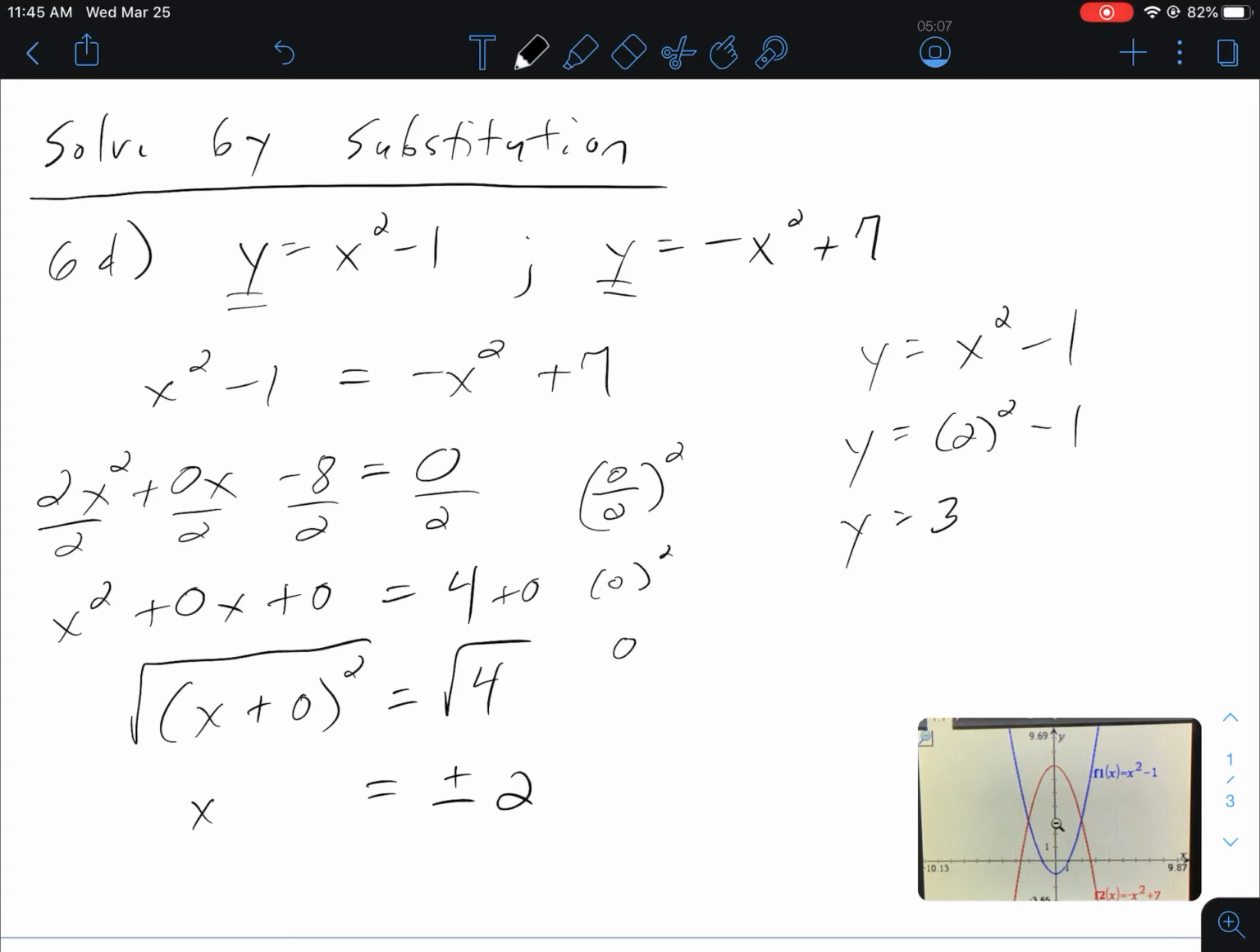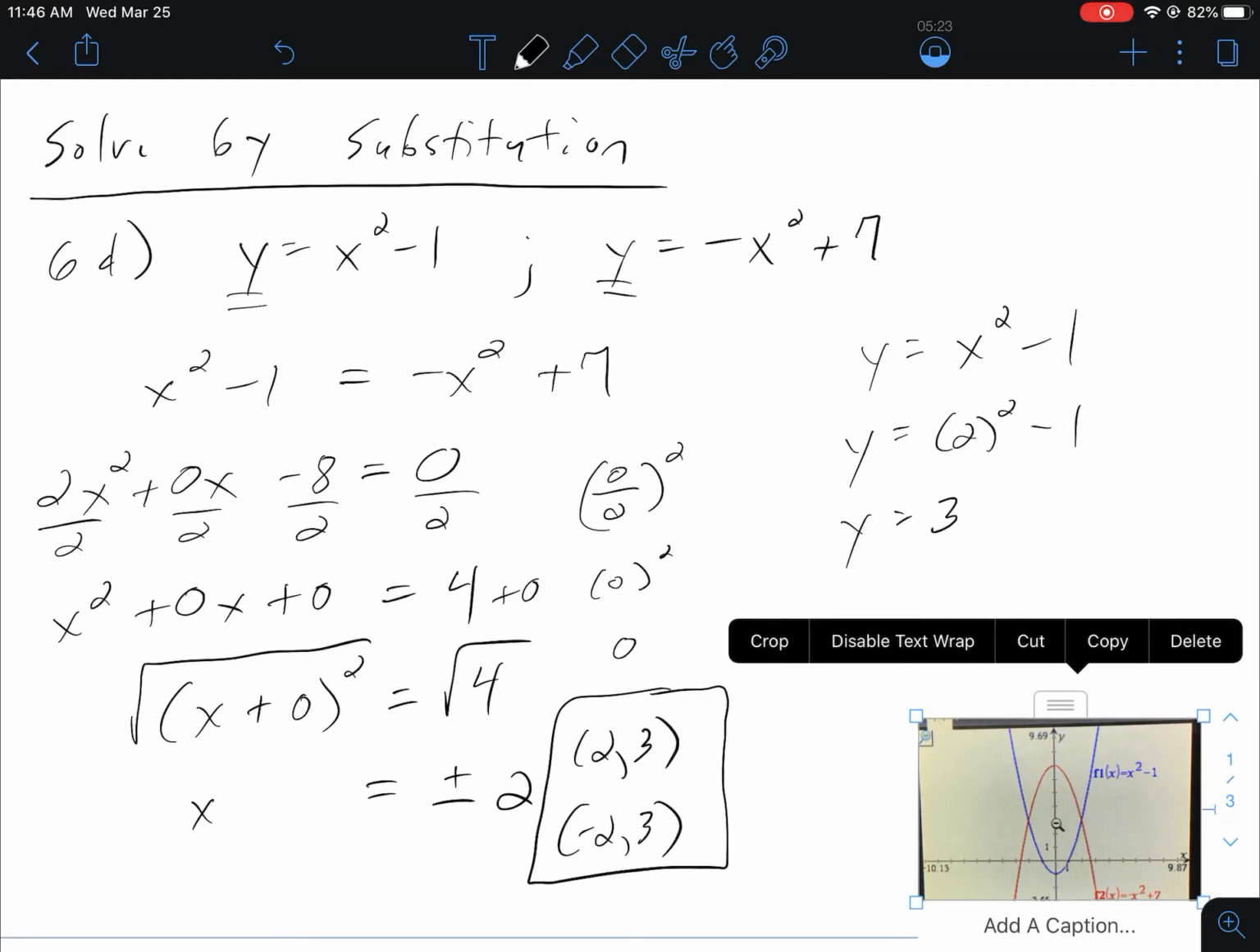4 minus 1 is 3. And you would plug in a negative 2, which is also going to be 3. So that's going to give you (2, 3) and (negative 2, 3) as your solutions.